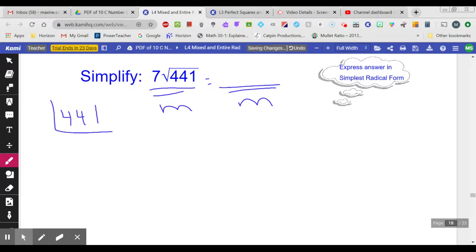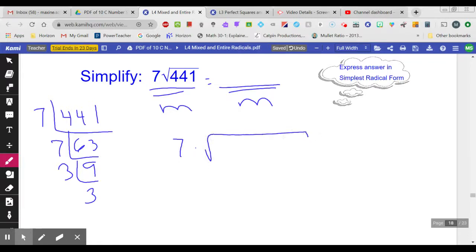Okay, so I'm going to use my calculator here. 7 goes into 441 63 times. 7 goes in 9 times, 3 goes in 3. So I've got 7 times 7 squared times 3 squared.